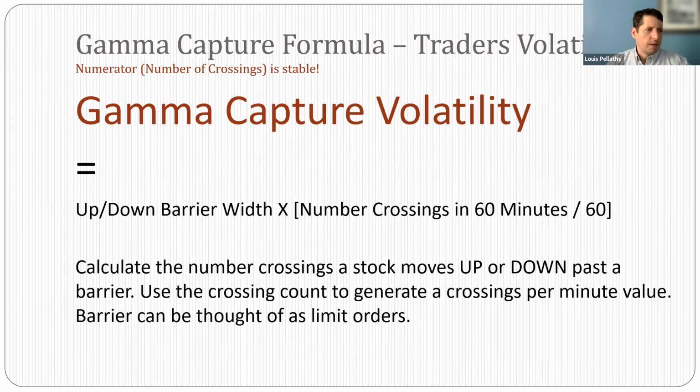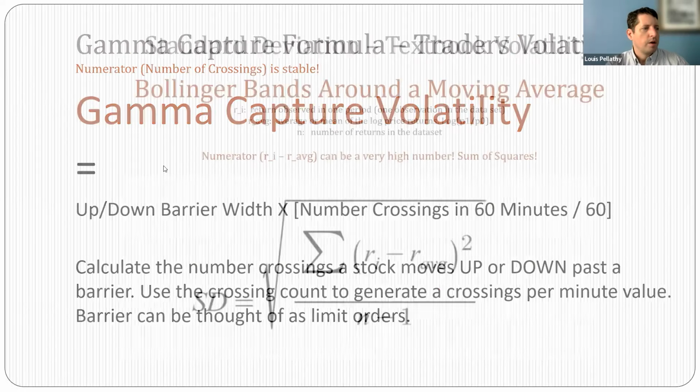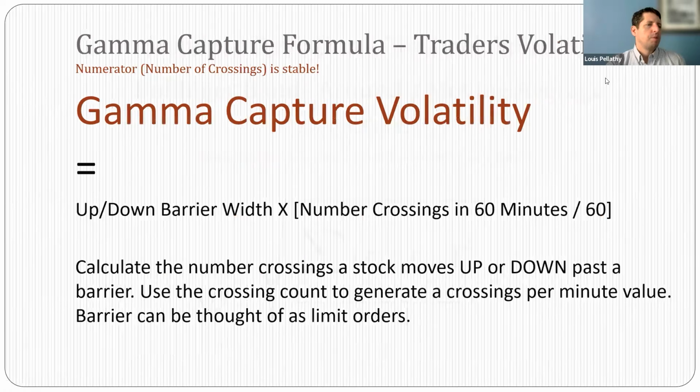This is the formula for gamma capture. Take an up-down barrier width, and we see how many times that barrier is crossed over a 60-minute period. The number of crossings in 60 minutes divided by 60 gives you an average crossing per minute. For example, if you're looking at an hour look-back window, this is a realized volatility. You're looking backwards. It's not implied, it's realized.